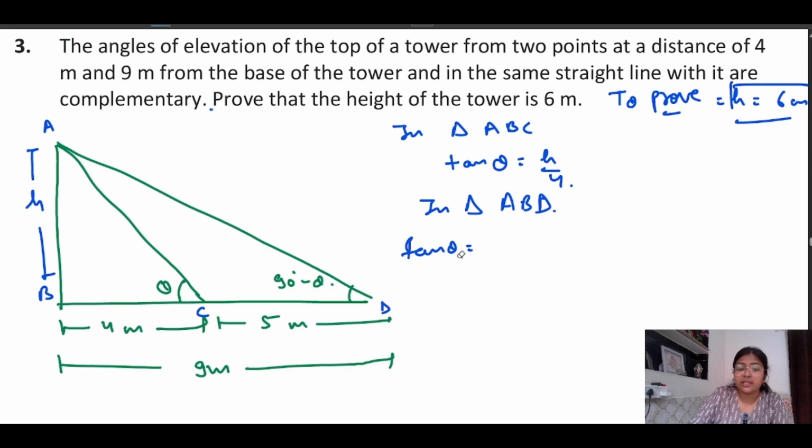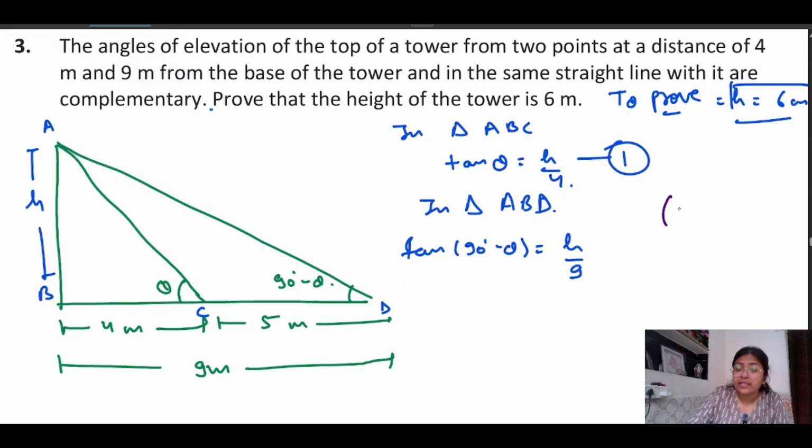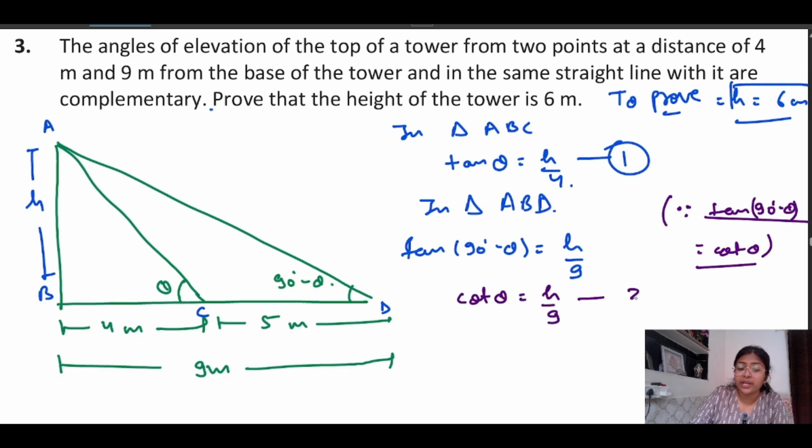Here the angle is not theta, here the angle is 90 minus theta. So tan of 90 minus theta is equal to h over 9. This is the second equation. This is very important: tan 90 minus theta is equal to cot theta. You can replace tan 90 minus theta with cot theta. So instead of tan 90 minus theta, we write cot theta is equal to h by 9.